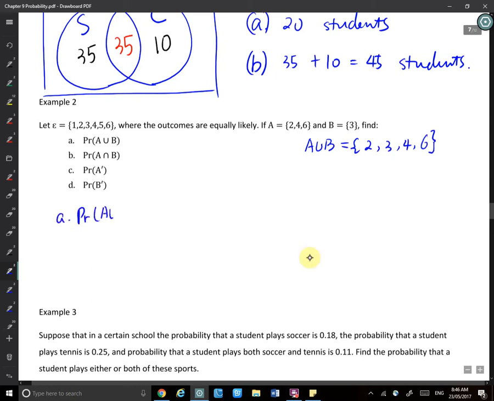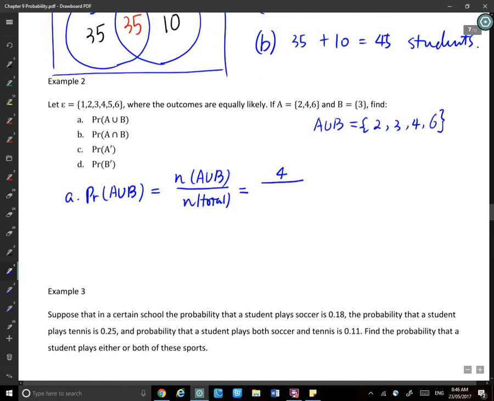Then the probability of A union B will be the number of elements in A union B over the number of total. There are 4 elements in A union B, and the total number of elements is 6. So it's 2 over 3.